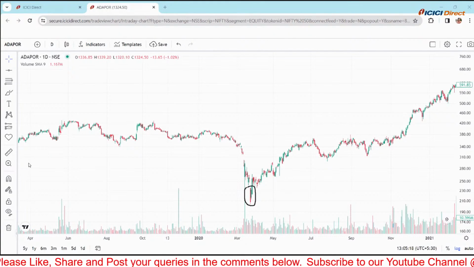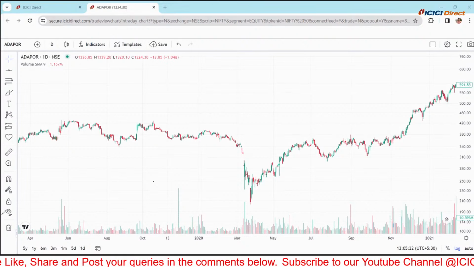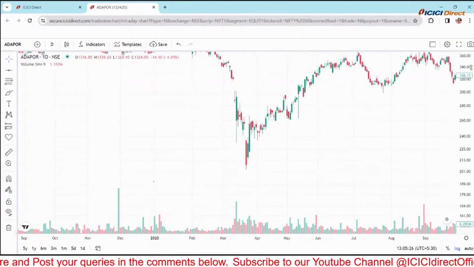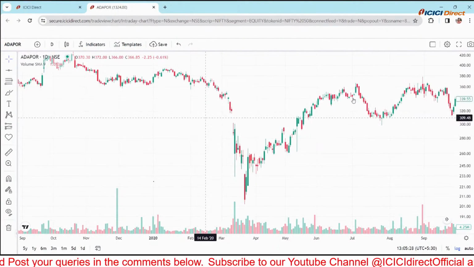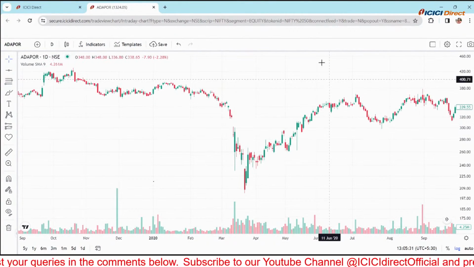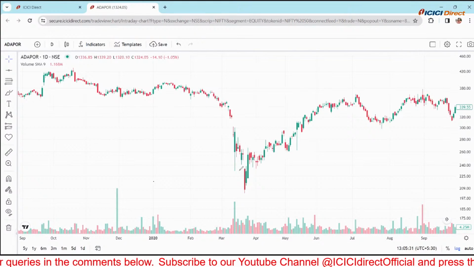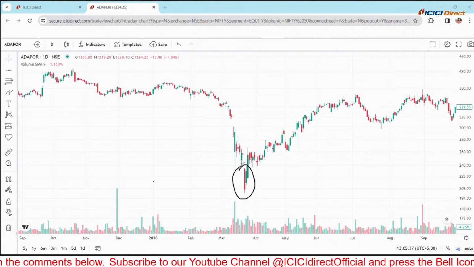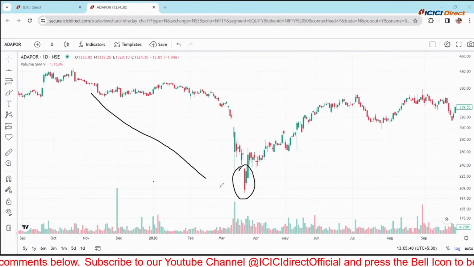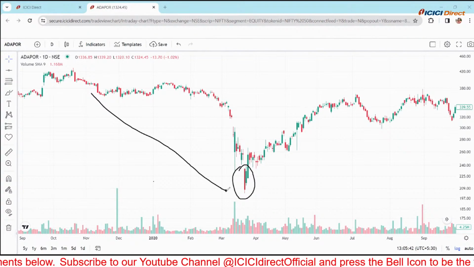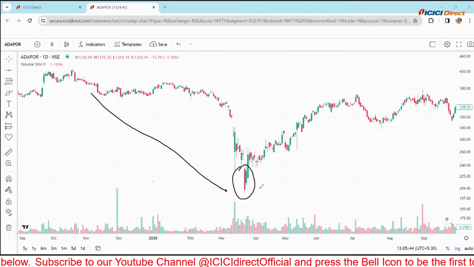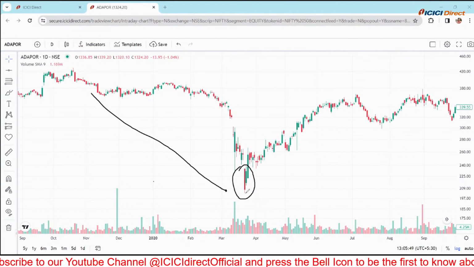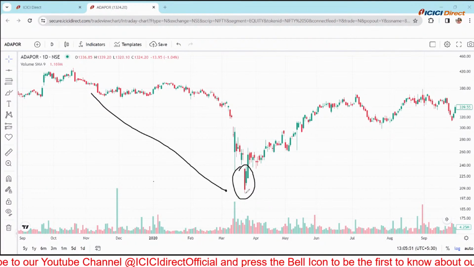Let's try to zoom in. Just give me a minute. Just see this. In COVID, can I say this is a bullish Harami? After a significant downtrend, because COVID was a significant downtrend. And from there, this is some 200 level. And from 200, we've seen the stock go all the way to 900-ish level.